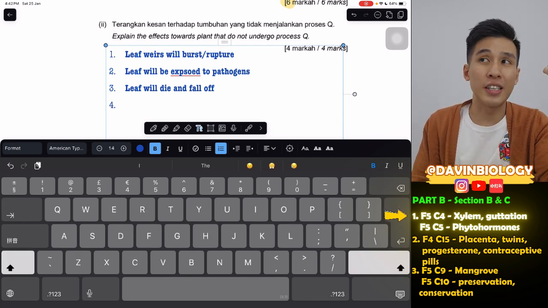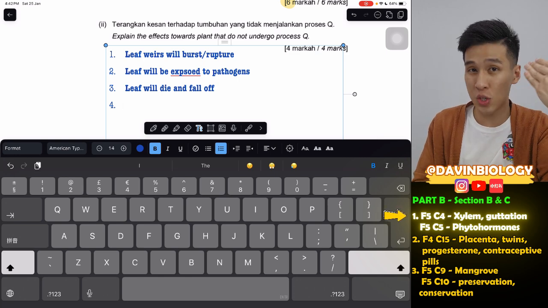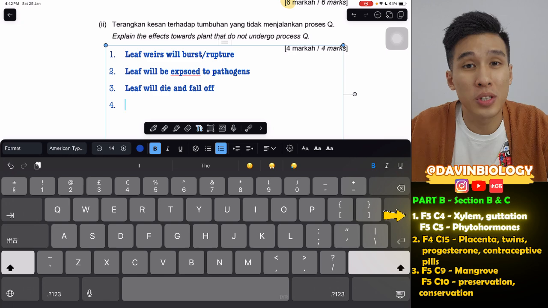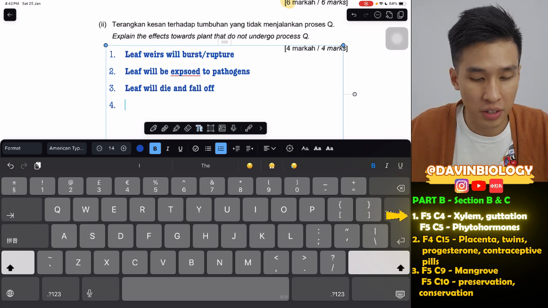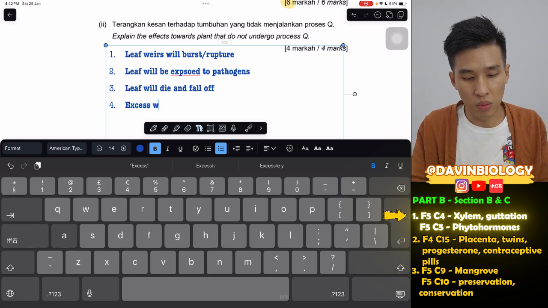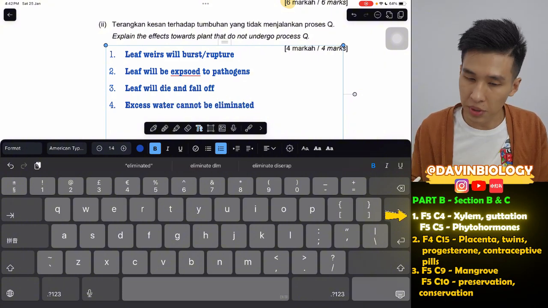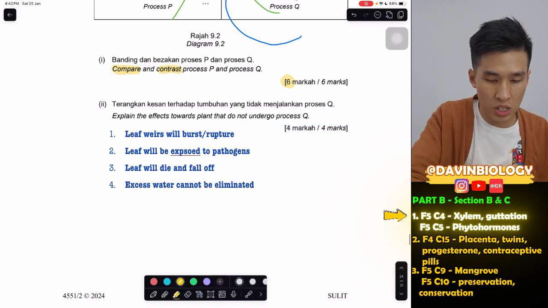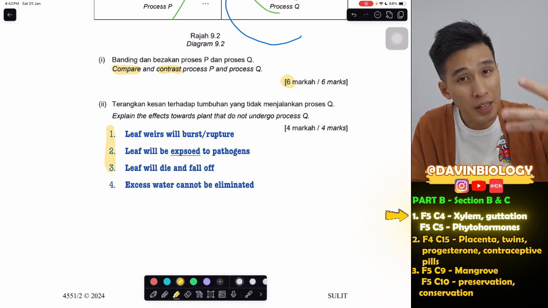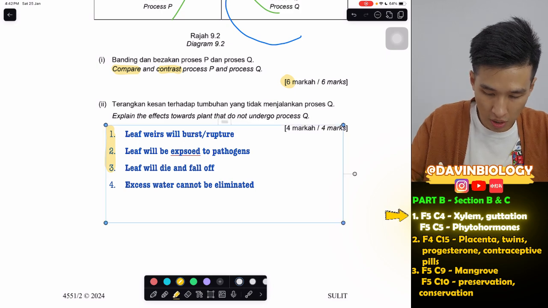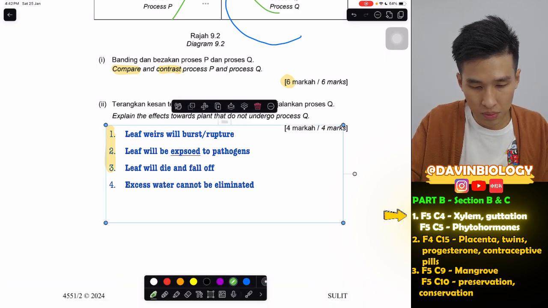Another thing you can say is that guttation actually helps to eliminate excess water during nighttime. This excess water, it's like they pee water. They cannot pee right now, so excess water cannot be eliminated. Simple as that. Basically these 3 points go together as one. So I explain what happens if there is too much water. The leaf veins, I'm so sorry, typo here, veins.